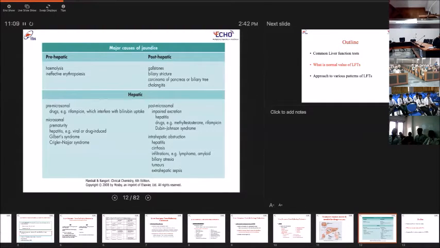Coming on to the hepatic causes, it can be secondary to drugs which cause hepatocellular damage, viral hepatitis, drug-induced or autoimmune disease, Gilbert syndrome, or Crigler-Najjar. It can also be due to impaired excretion of bilirubin, secondary to drugs such as rifampicin, Dubin-Johnson syndrome, and intrahepatic obstruction, which can be seen in infiltrative liver disorders, tumors, and sepsis.